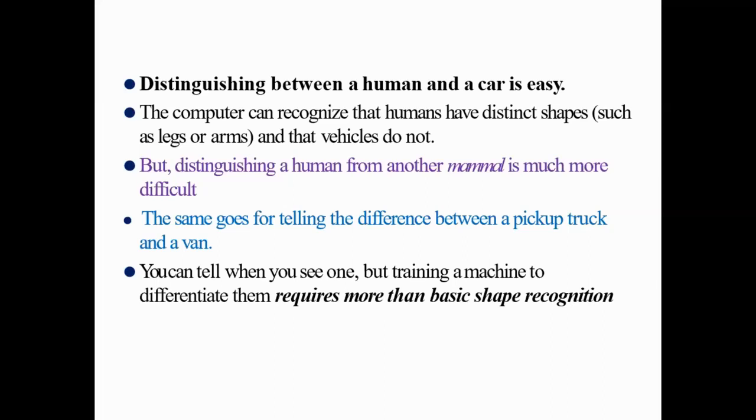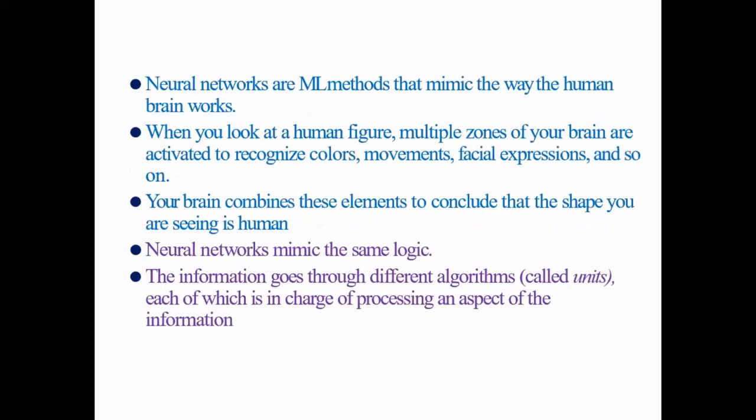But once you distinguish between human and car, now if we ask for the distinction between human and another mammal, that again, based on those features, may not be possible because they have almost similar features. So the same goes for telling the difference between a pickup truck and a van. If two vehicles, a truck and a van, are there, it is also difficult. In supervised learning, we'll go for a neural network. So you can tell when you see one, but training a machine to differentiate them requires more than basic shape recognition. It is more than the shape also. Only with shape we cannot distinguish all the objects.